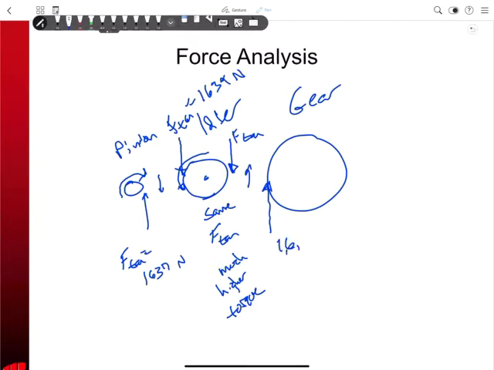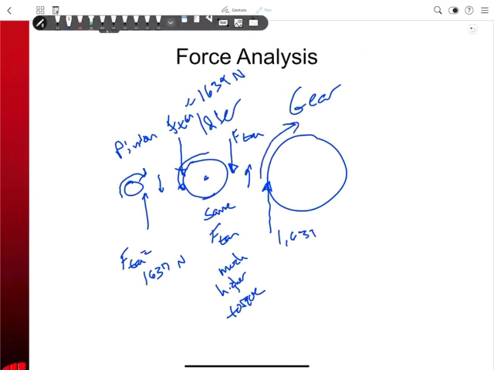Whoop, erase that. Why is my eraser not working? Work, eraser. There. So this F tan also has to be 1637. And then this one is rotating, let's see, this way here.